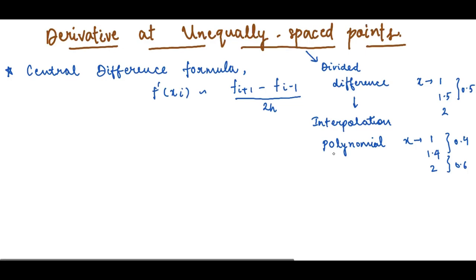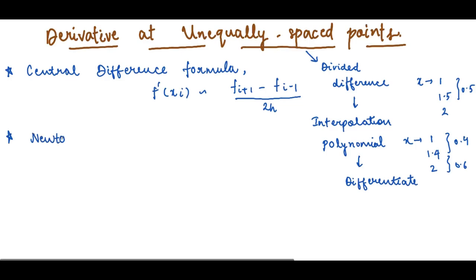And once we have that polynomial, we can definitely differentiate it. So the process becomes this: we start with the unequally spaced data, then we compute the divided differences, then the interpolating polynomial, and hence we differentiate it. And this is the basic key idea of today's lecture.